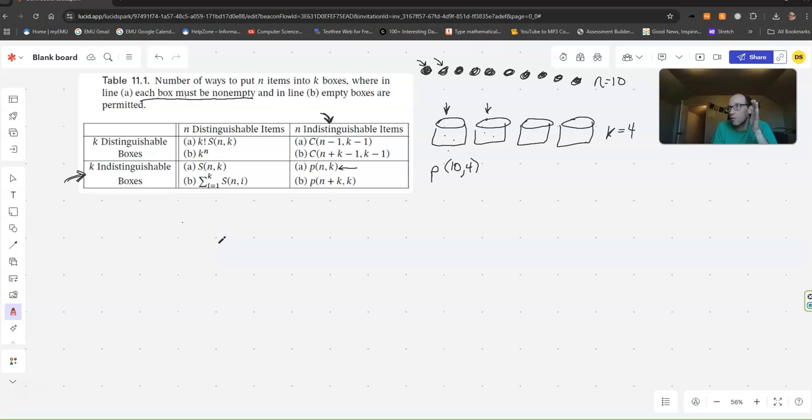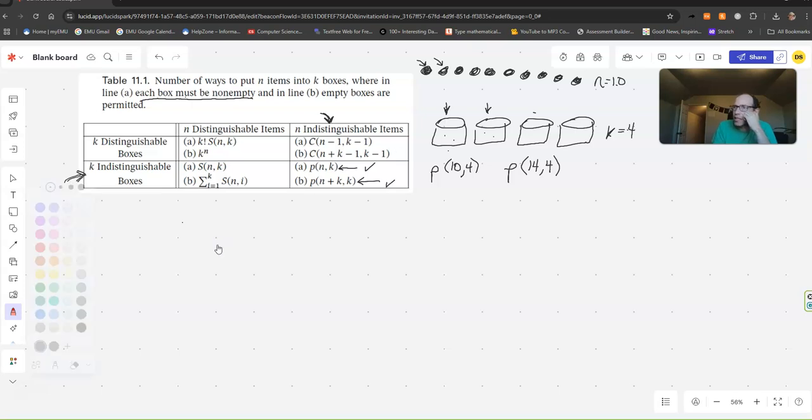And that would be the same as 4 empty, 6 empty, right? Because these boxes are identical. There's nothing telling them apart. If that's the case, we're then looking at this as our answer. So that would be P(n plus k, k), which is P(14, 4). Now, so that takes care of these two situations.